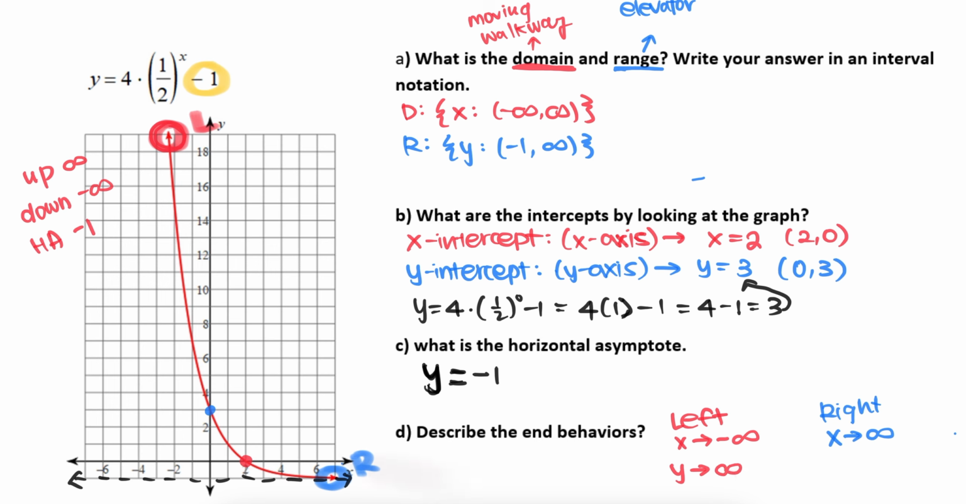For the right side, same options, right? Is it up, down, or horizontal asymptote? It is horizontal asymptote, okay? Just remember that x is talking about left and right, and then y is asking for up, down, or the horizontal asymptote. Okay, so there should always be two end behaviors. That's it.